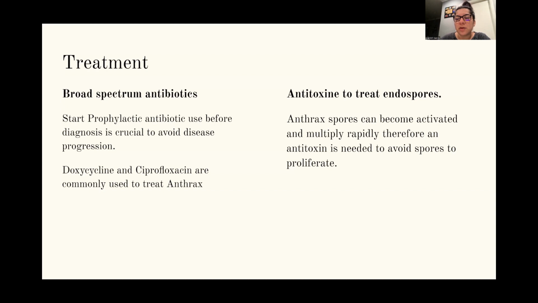How do we treat anthrax? Because anthrax is a bacteria, the go-to treatment is antibiotics. Usually the person will be started on a broad spectrum antibiotic just because we want to start treatment as soon as possible, because anthrax is a very deadly disease to acquire, especially if it is gastrointestinal anthrax or the upper respiratory anthrax.